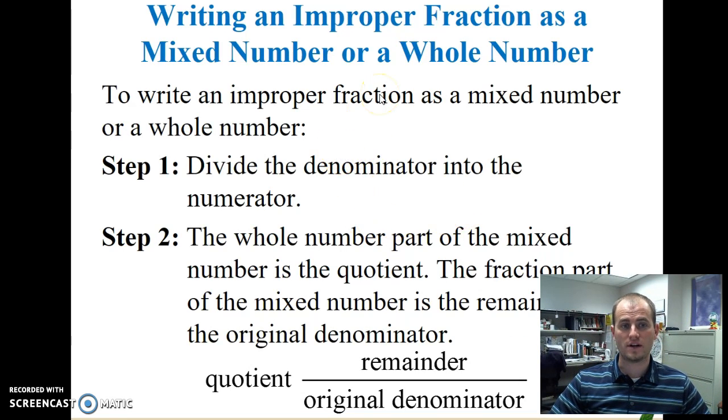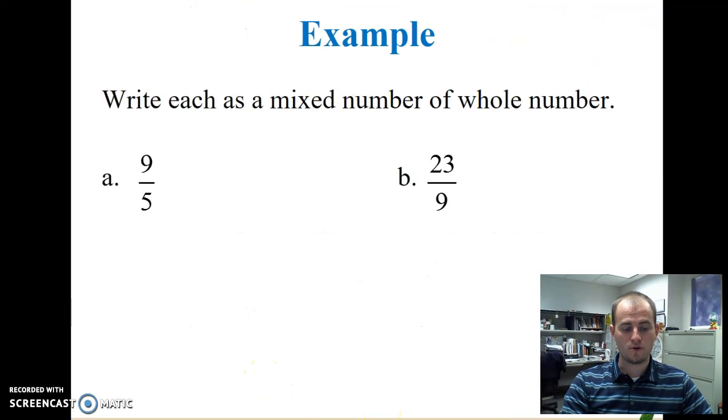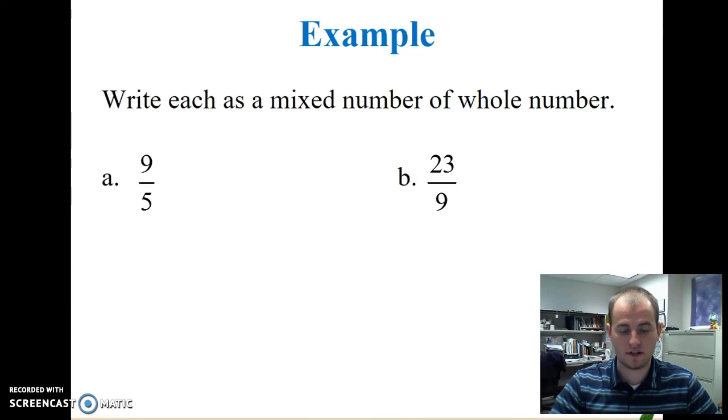If you want to write this down. To write an improper fraction as a mixed number, divide the denominator into the numerator, and then take your remainder and write it over the original denominator. Let me know in class if you have any questions on that.